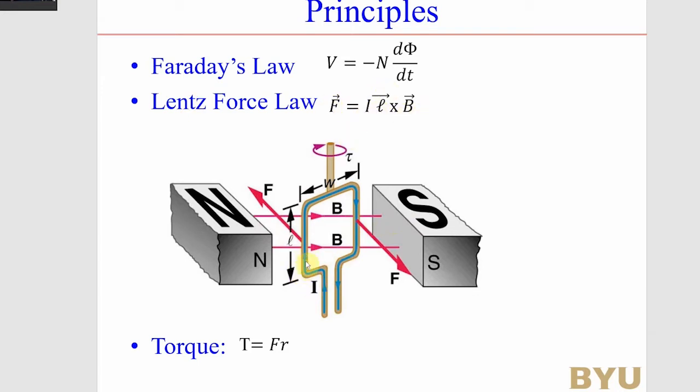So you can see right here the current's going up. My magnetic field's going this direction, so that's going to cause a force this direction. Over here, the current's going down. Magnetic field is this direction. That's going to cause a force that direction.